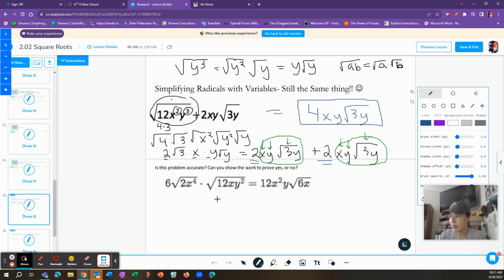Let's see what about down here. Is this accurate? Can we show it? Is it true? Well, let's just take a look really quick. I'm going to be able to take out an x squared, because see, there's 2 x squareds in there. X to the 4th is x squared times x squared. So this one will become 6x squared root 2. Oh, it's multiplication. We like multiplication. It's a little bit more friendly.